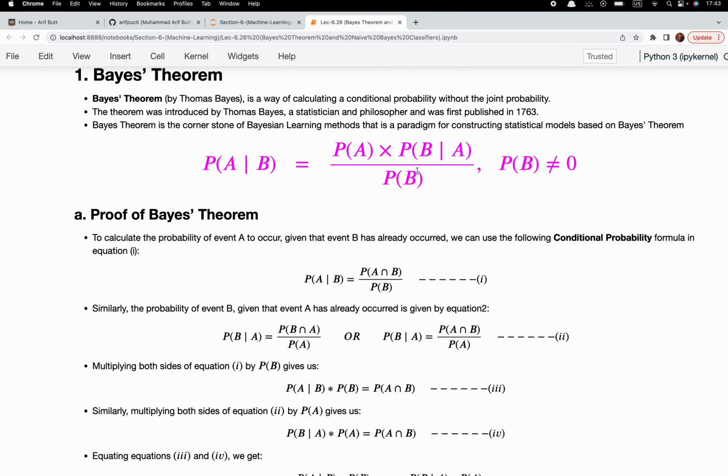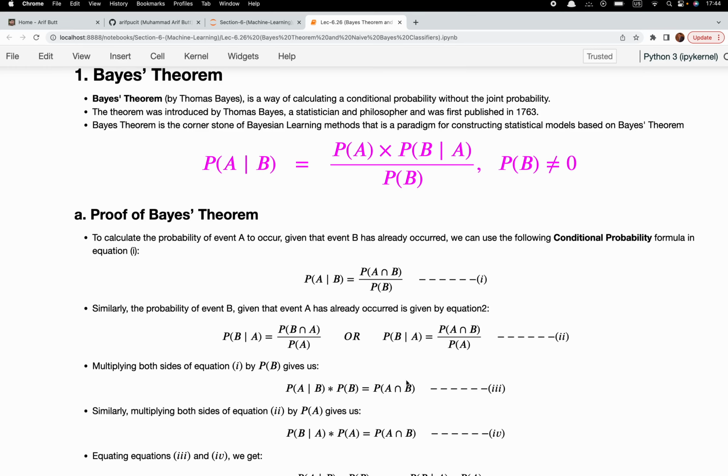derive this formula shown in magenta color from the formula of conditional probability shown in equation 1, that is probability of A given B is equal to the joint probability of event A and B divided by the probability of B. Well, this equation 2 shows the probability of event B given that event A has already occurred, and if we multiply both sides of this equation 1 and this equation 2 by probability of A, we get these 2 equations 3 and 4 respectively.